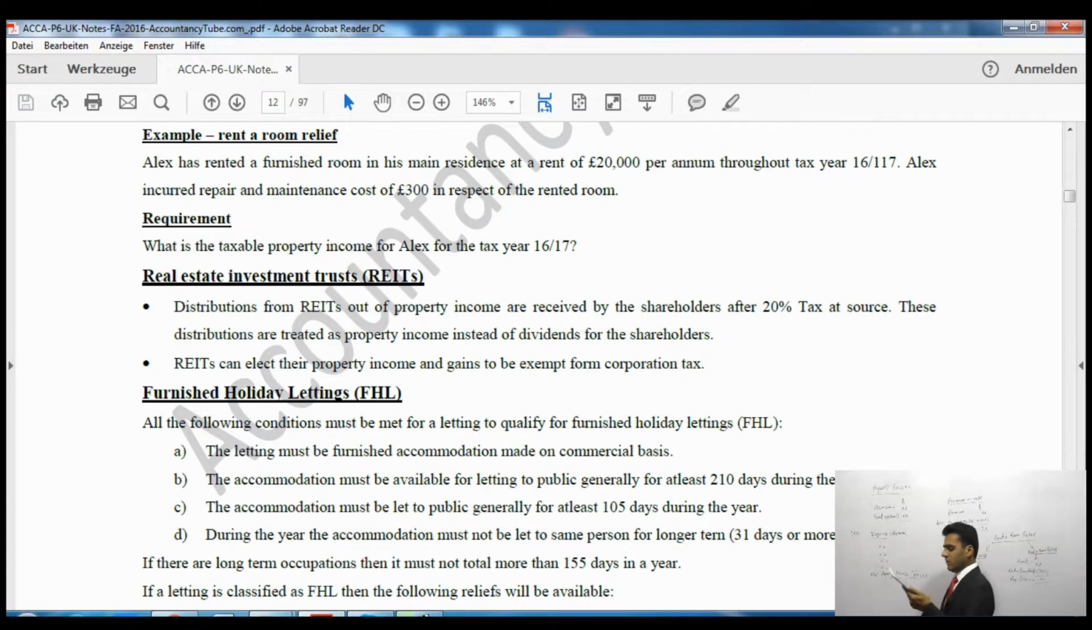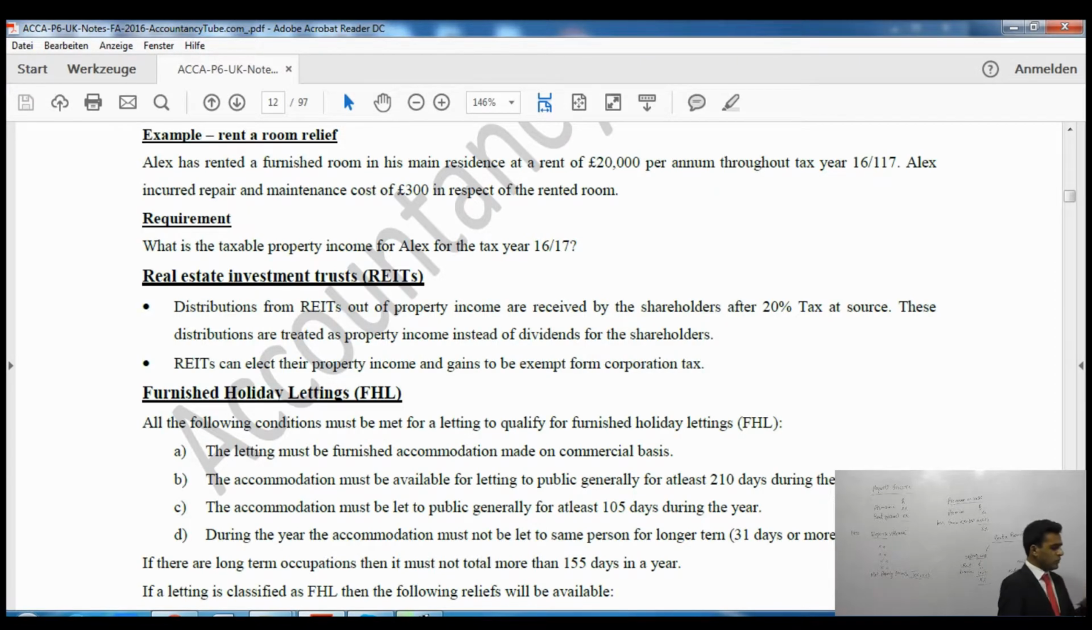It's a very easy question. You can just calculate it in your mind. There is no need to solve this question on the board. We'll take the rent, which is £20,000 if we are doing the ordinary way, and we deduct the expense, which is £300, out of that. So the net amount is going to be how much? 19,700.